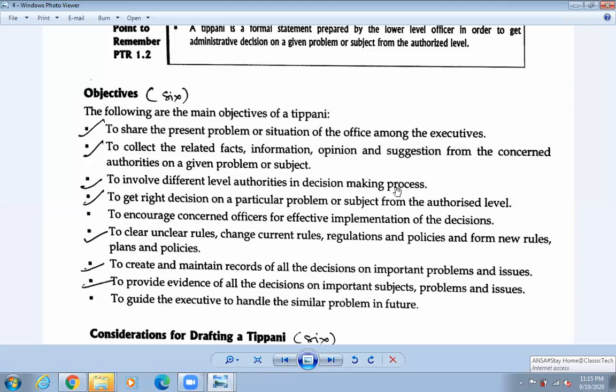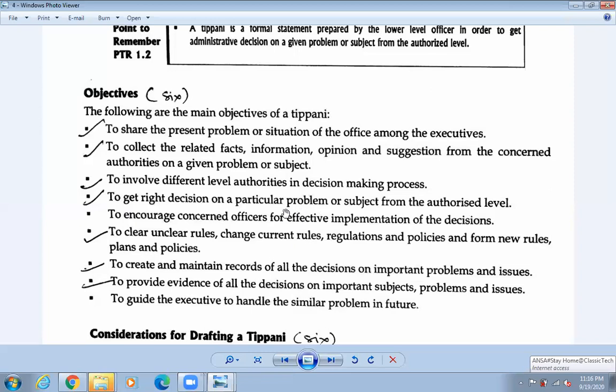For the decision making process, the small level gives the information, and that information will be discussed among the bigger authority, to get the right decision on a particular problem or subject from the authorized level. If I have a problem that can be solved by the upper level, then this tipni should be written.